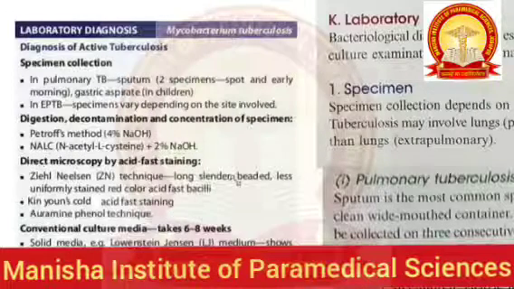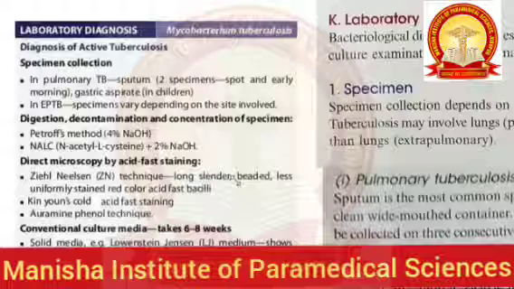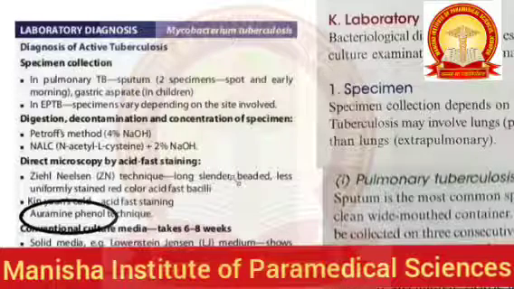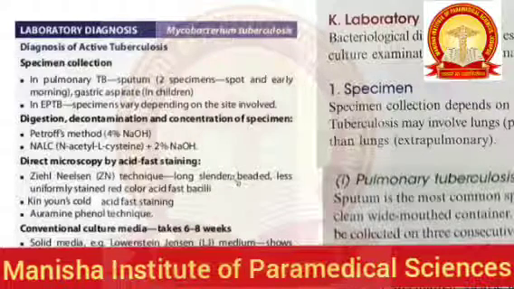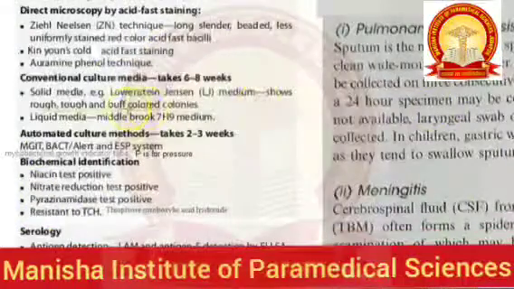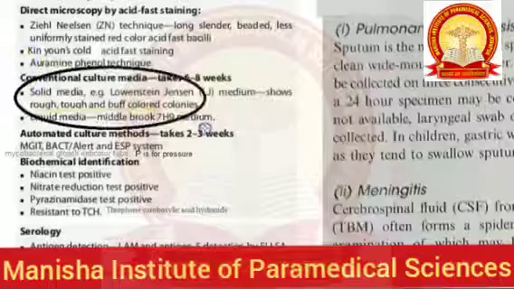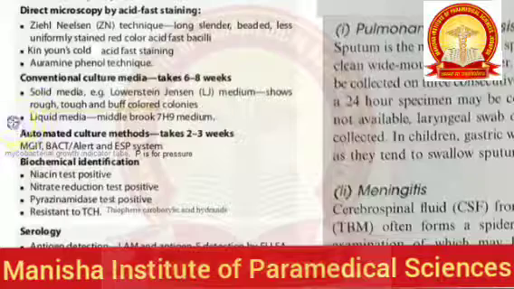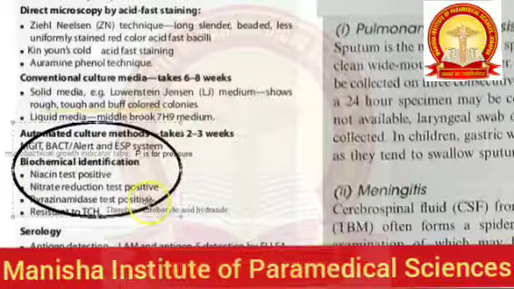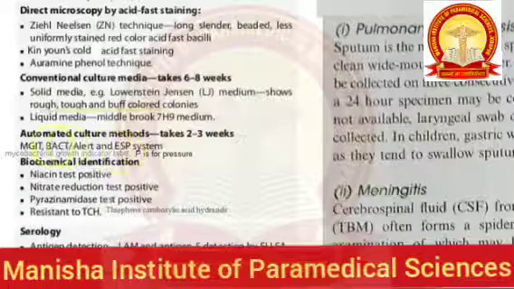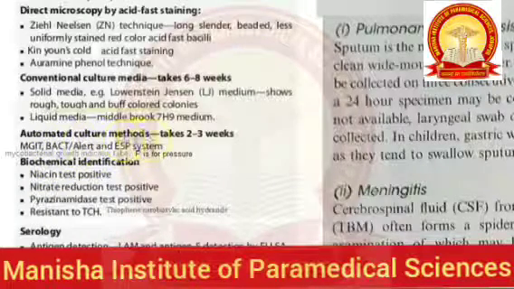In this you have to draw the diagram, don't forget. Then other staining methods are Kinyoun's cold acid-fast staining and auramine phenol. So you will have to explain all these staining techniques in detail depending on the marks. Then you have the conventional culture that you do on the solid media, that is the Lowenstein-Jensen media. Then you also have liquid media. Automated culture methods, remember to write MGIT, that is Mycobacterial Growth Indicator Tube, BACTEC and ESP system.